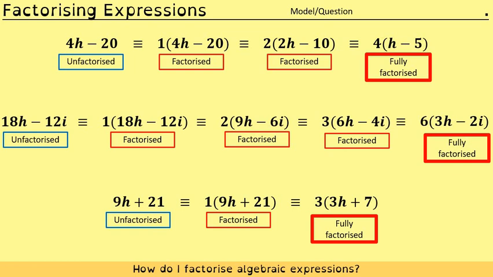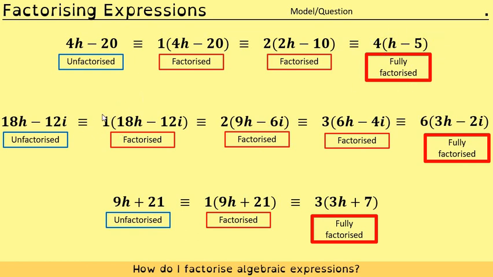So I'm going to answer the question now, how do we know if something is fully factorised? Well, you'll notice that the very last factorised expression of all of these three is the fully factorised expression. And the fully factorised expression is the one where it has the greatest, the largest factor outside of the bracket. So if we look at the first example, 4h take away 20, I could put 1 outside the bracket, I could have 2 outside the bracket, but when I have the greatest number 4 outside the bracket, that's when it's fully factorised.